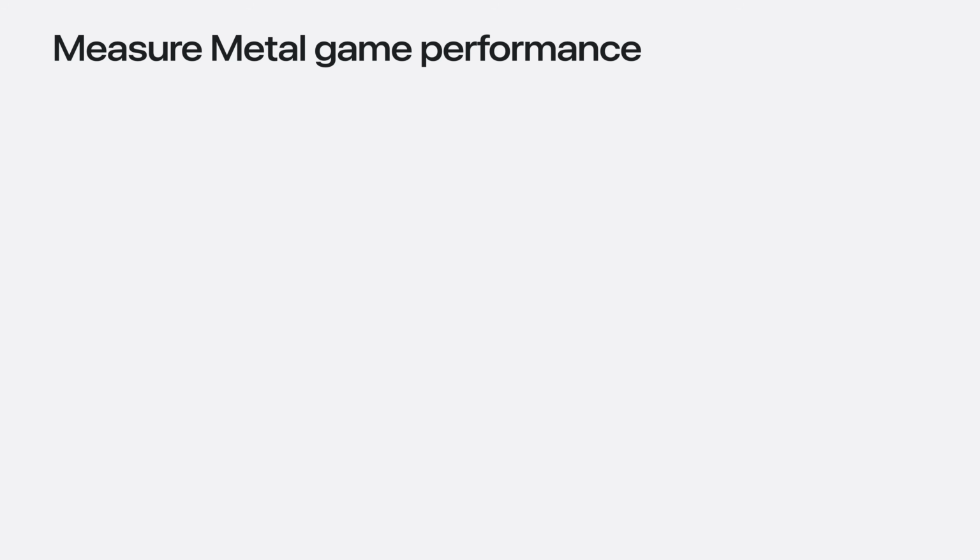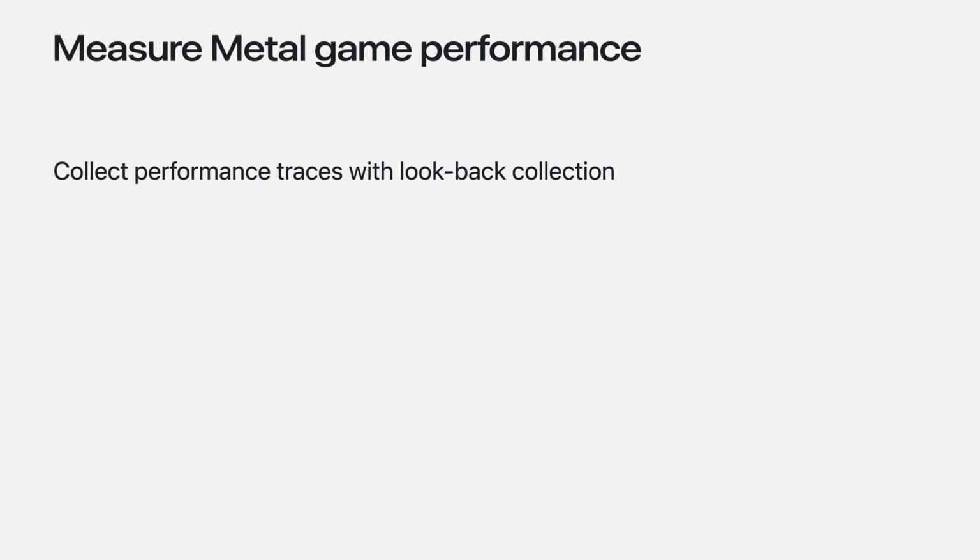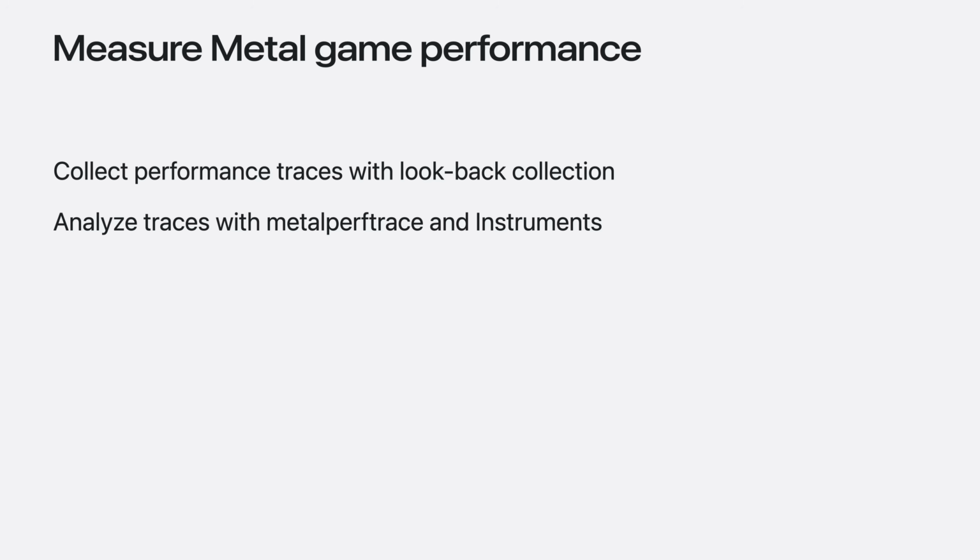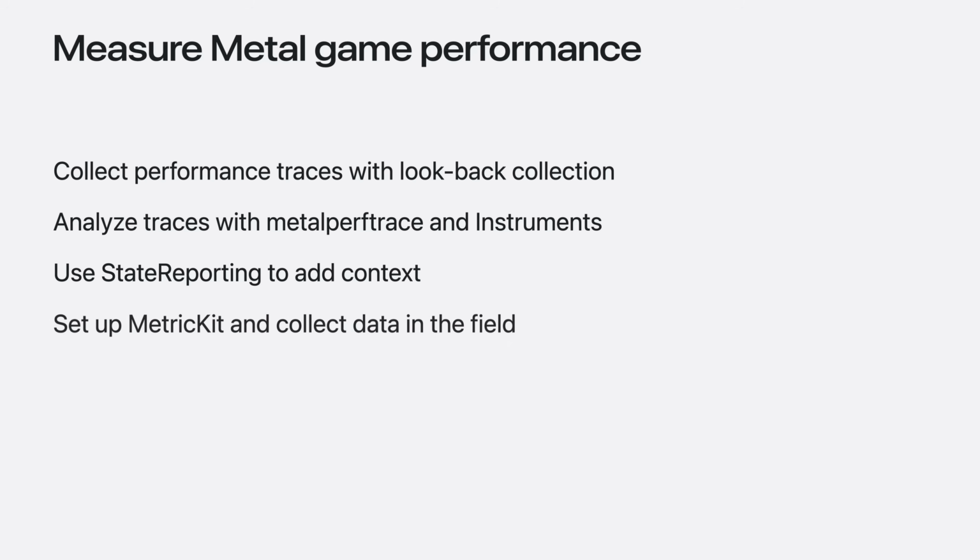To recap, in iOS and macOS 27, Metal performance metrics are always being recorded by the system. I demonstrated how to look back and collect performance metrics spanning hours and days, and how to use metalperftrace and Instruments to analyze those traces. I also showed a new StateReporting API that can help you add context to the traces. Post-shipping, MetricKit delivers metrics and diagnostics from player devices.